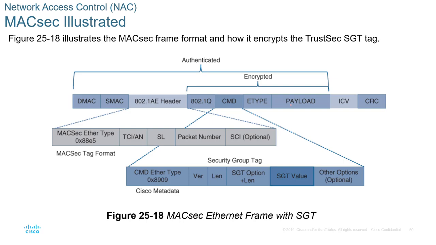You'll notice we have our traditional header, but we also have an 802.1AE header that provides additional content like ETH type, our packet numbering, our SCI options, and other security groups. And then within the encrypted portion of the MAC, we have our CMD section that also offers an ETH type version, a length, options, and our tagged values. So again, when a switch receives this type of packet, the switch has to be able to decrypt it so it can look at the encrypted portion and understand the tags.